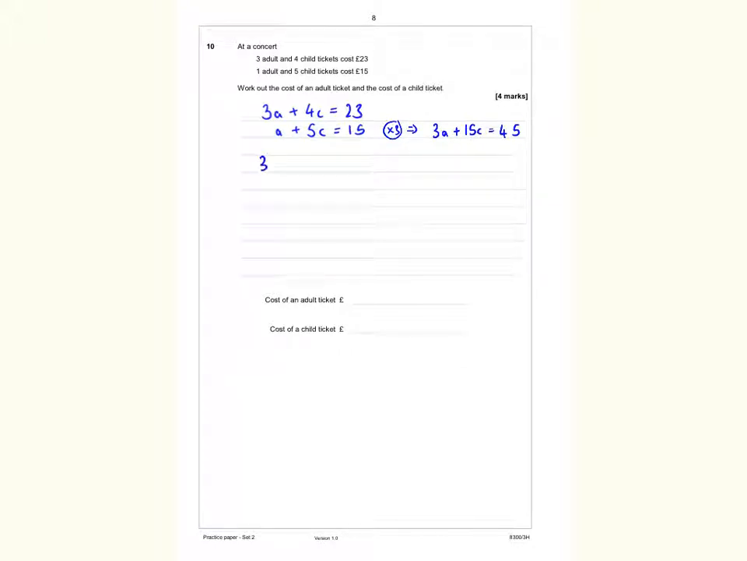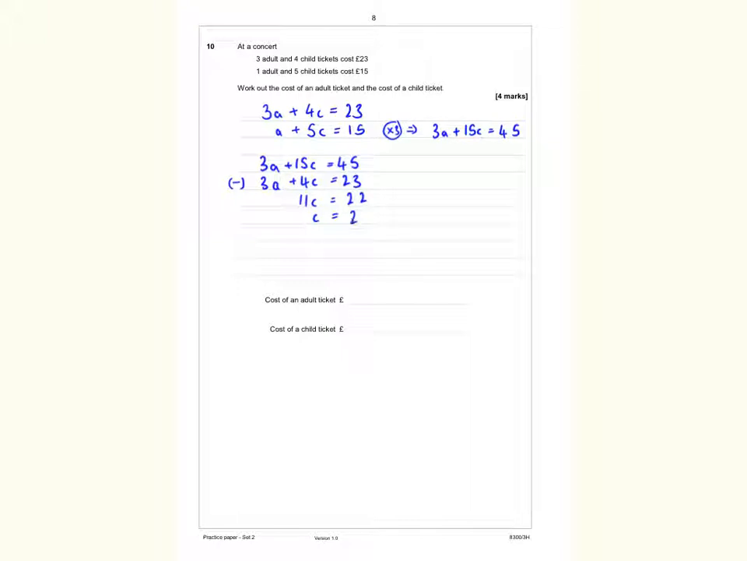3A add 15C equals 45, and our first equation was 3A add 4C equals 23. Now I'm going to subtract them, and I'll be left with 11C here and 22 here. So therefore the cost of a child ticket would be 22 divided by 11, which is 2. Okay, and as the numbers that I've used had the unit of a pound, therefore it's £2.